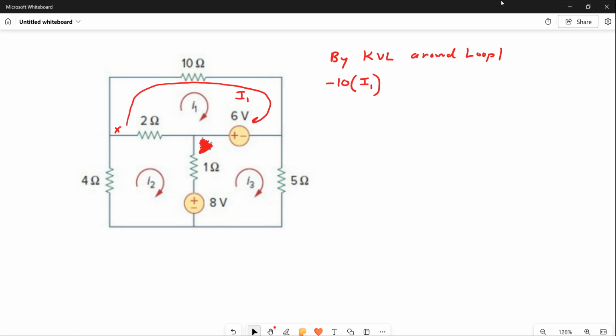You follow around. What's next? You see that's 6 volts. You're going from a negative to a positive. You're going uphill, in a more positive direction, so you're increasing the voltage. So that's going to be shown as a +6.